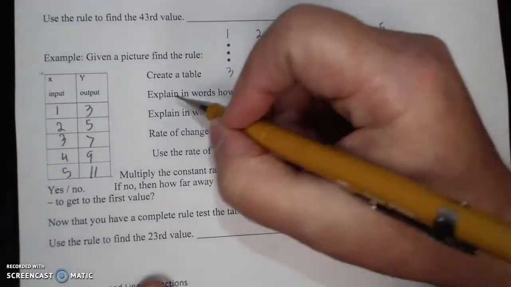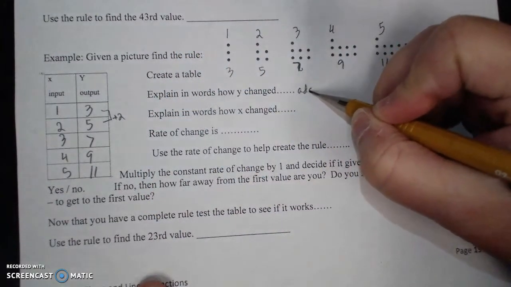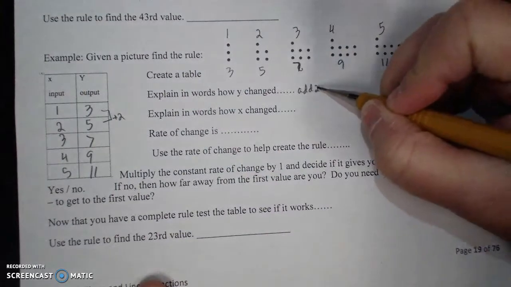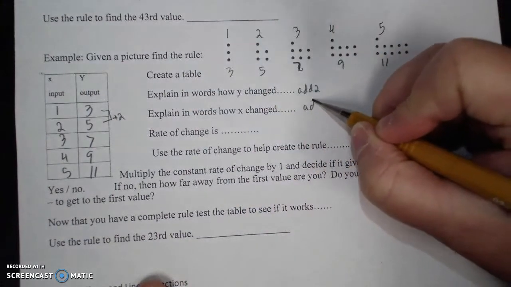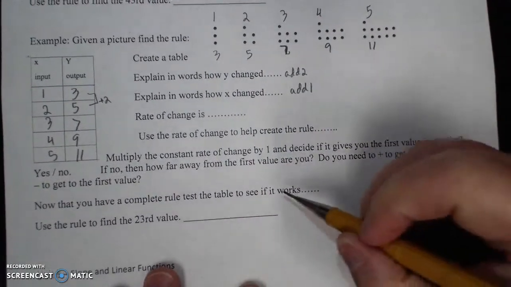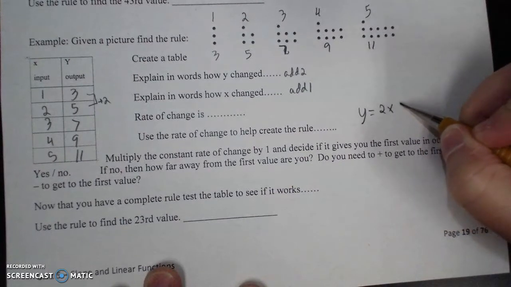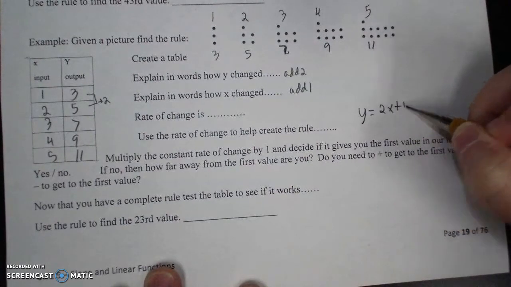And so y changed by adding 2, and x changed by adding 1, and we use the whole thing, and so we got y equals 2x plus 1.